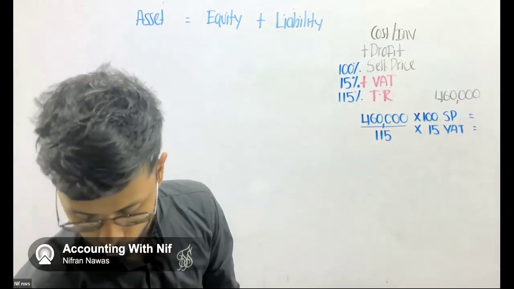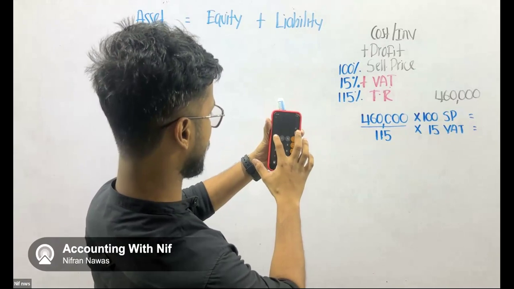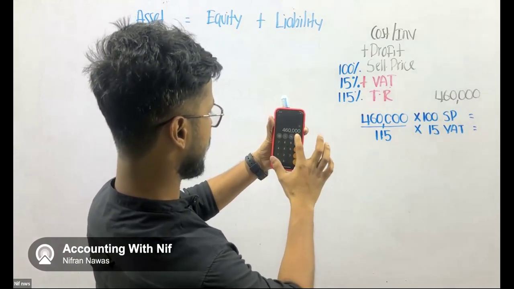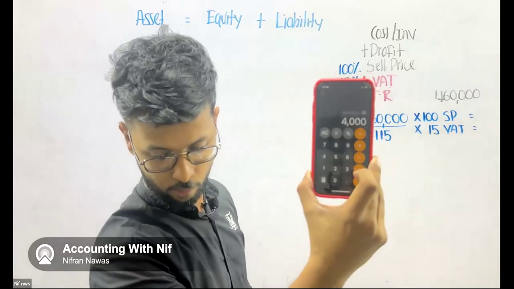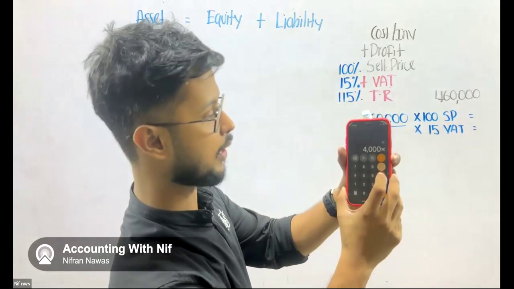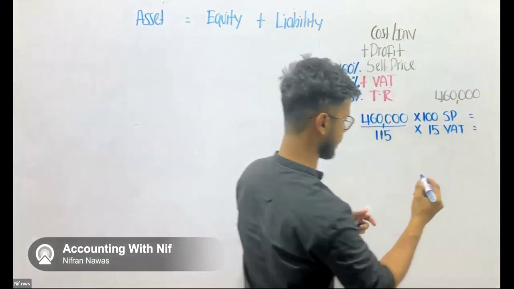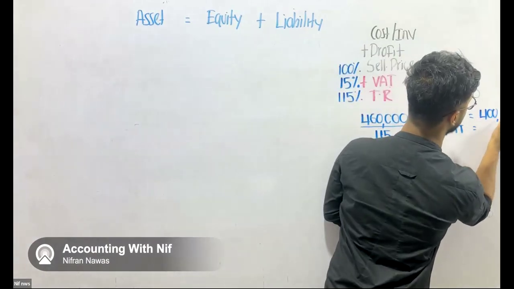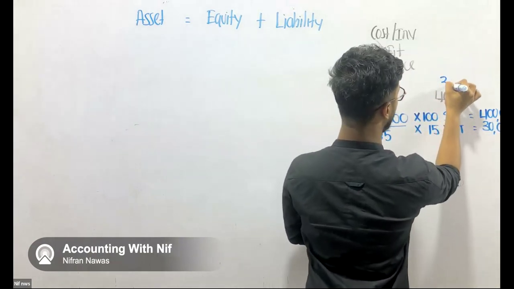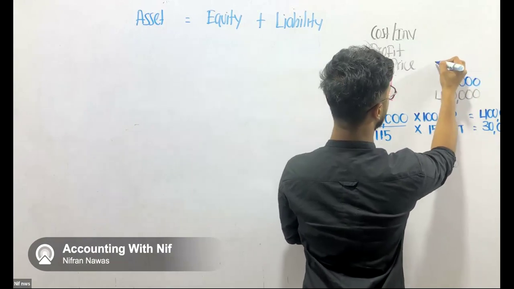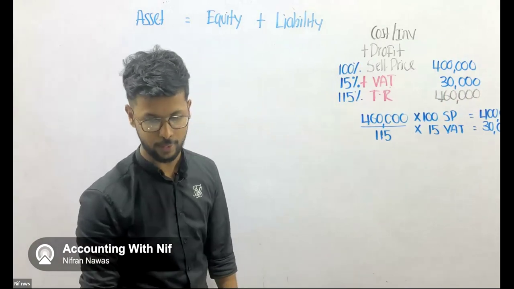How much is it? I don't know. Let me show it to you. So we have 460,000 divided by 115. So 4,000 is basically 1%. Now I'm going to multiply that by 100 for me to get the selling price, which is 400,000. So 400,000 is my selling price. 30,000 is my VAT. So let me put that over here. There you go. Right? Perfect.